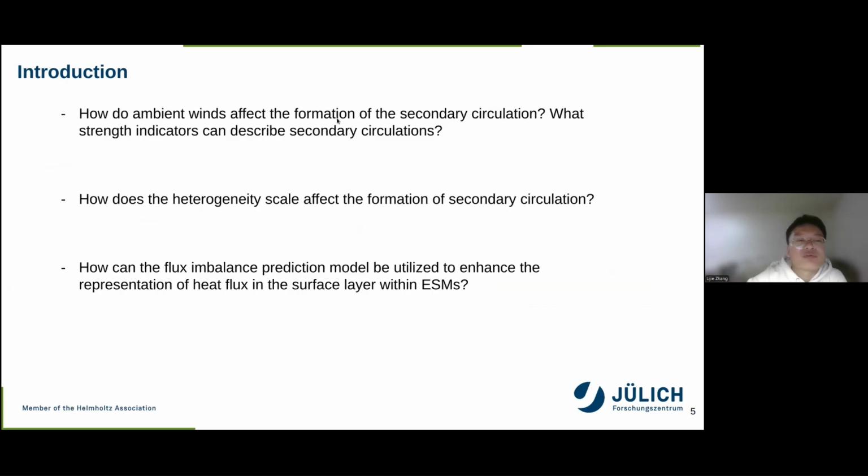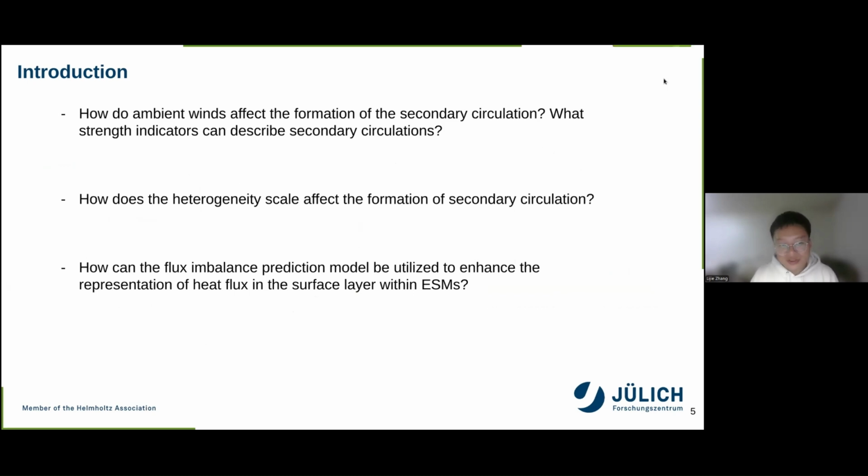So we have a couple of research questions here. First, if we impose some background wind or ambient wind, will that affect the formation of the secondary circulations? And do we have indicators to describe the strength of the secondary circulations?